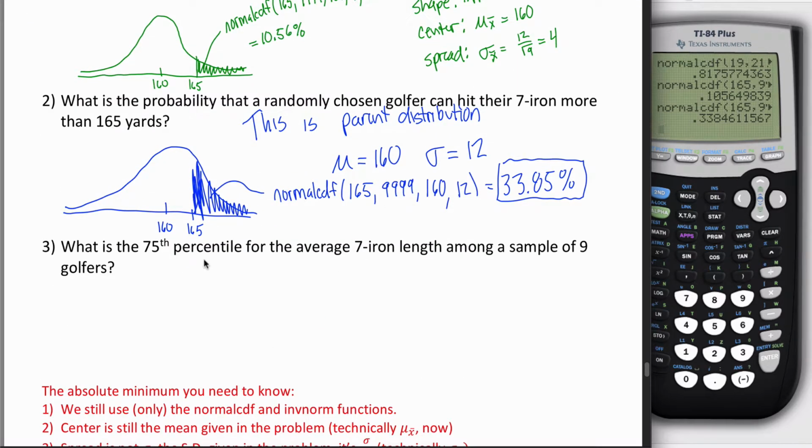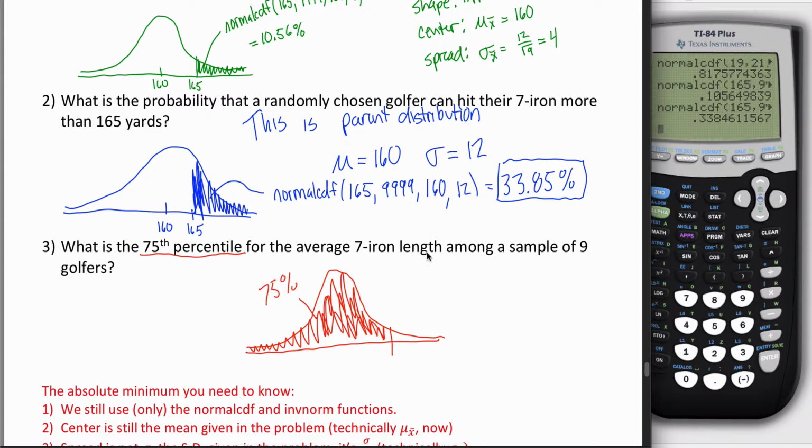Problem 3. What is the 75th percentile? Oh, that's another one of those red flags, right? Not every inverse norm question will say percentile, but it's a pretty safe bet that every or damn near every time you see percentile in these type of questions, you're talking about inverse norm. What is the 75th percentile? That's defined to be the point that is so big that 75% of the observations lie below that point. In other words, this area right here is 75%.